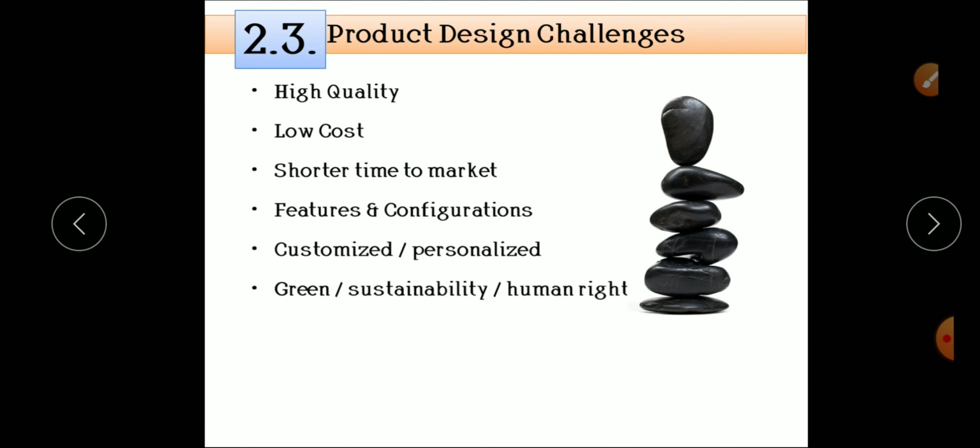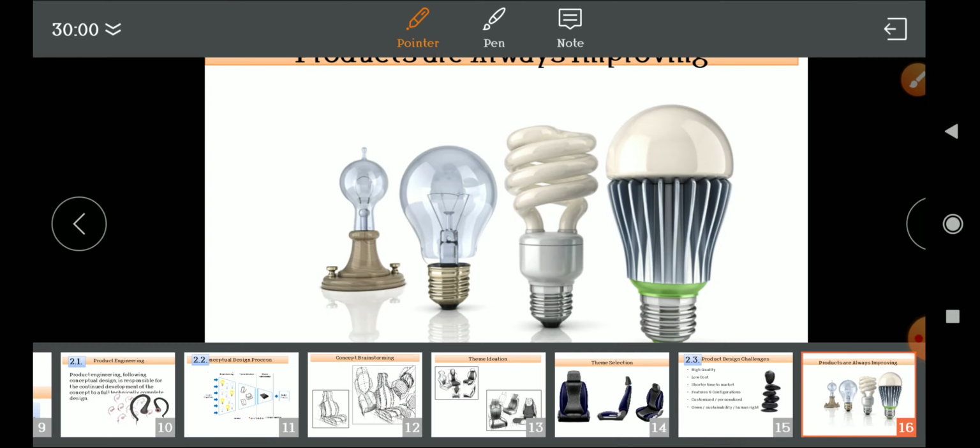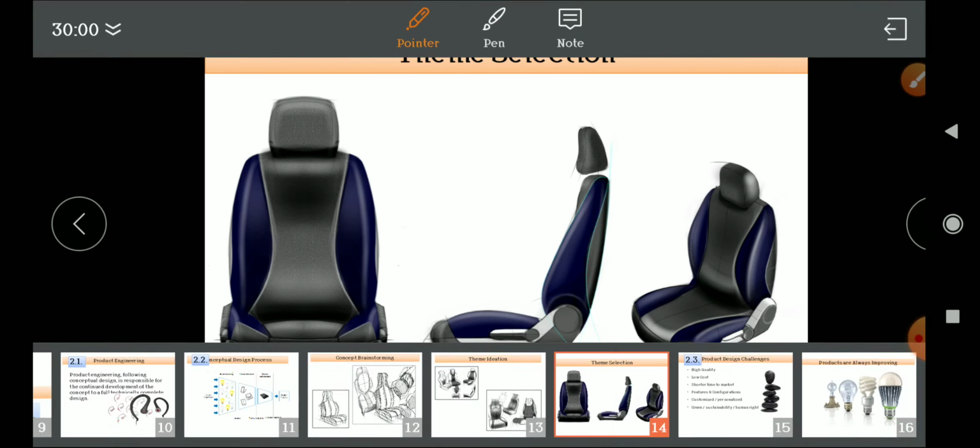Word of mouth publicity is the most important factor for the product to reach each and every customer. The features and their configuration go into the market, and the customer can easily customize and personalize that product to use. It does not affect humans or the earth, with green sustainability and more with human rights. So continuous development through a number of steps is how a product grows.